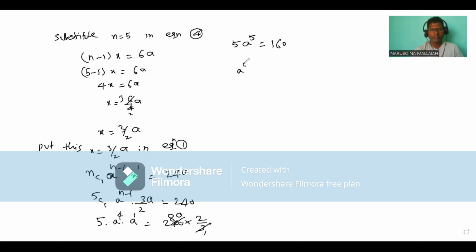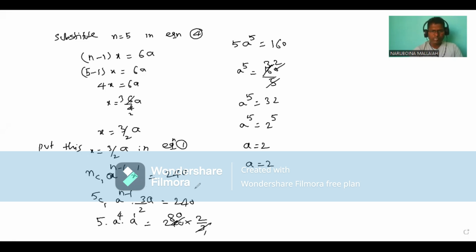Again, a power 5 is equal to 160 by 5. 5 3s are 15, 5 2s are there. So a power 5 is 32. Write this 32 as 2 power 5. So 5 powers are equal, then bases should be equal. So a is equal to 2.